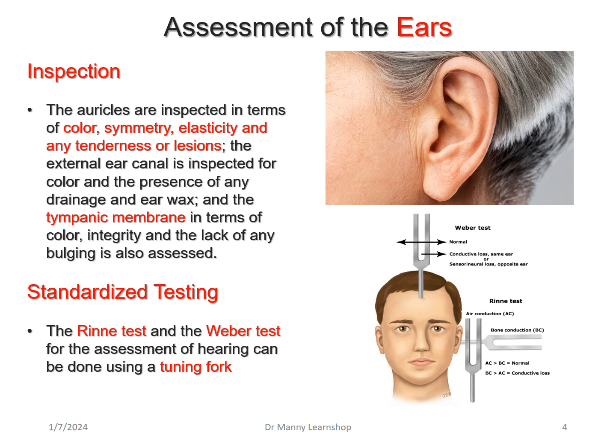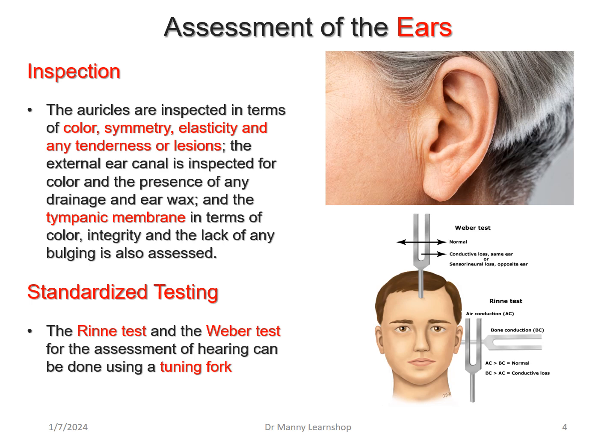Then we're looking at the ears. When we're using assessment of the ears, the tool that we're using is inspection. We could be using palpation as well if you were assessing any pain or any lesions. But typically inspection is what you're using, and the auricles are inspected in terms of colour, symmetry, elasticity, and any tenderness or lesions.